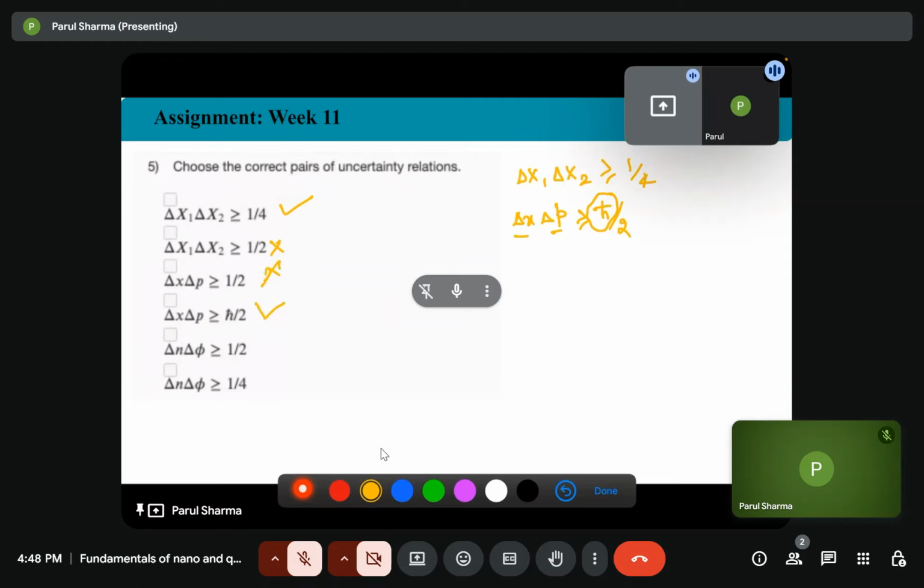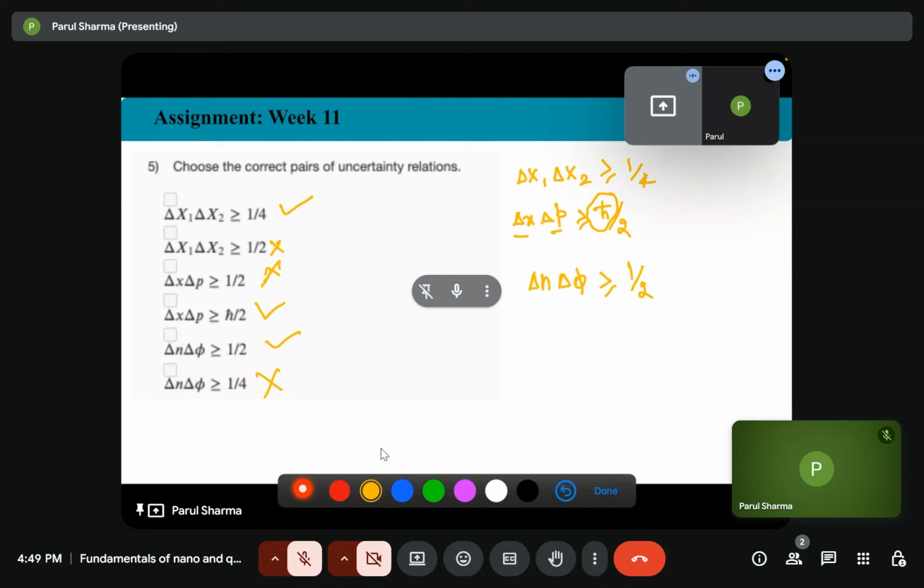Then delta n and delta phi is greater than 1 by 2. So these three are correct. So today's assignment is very easy. All the questions we have already done in the lecture, and we have derived and revised all these things.